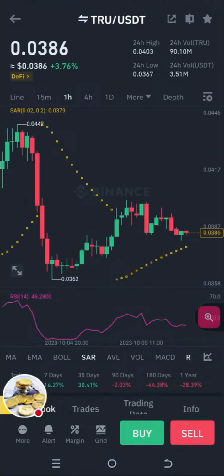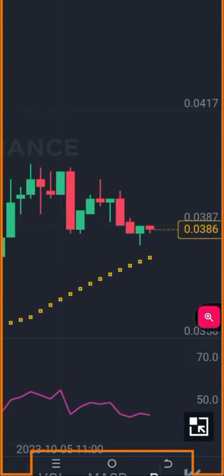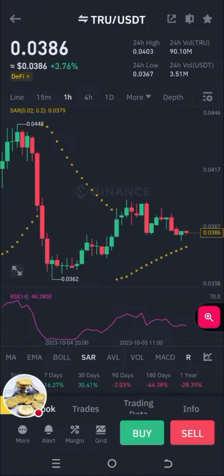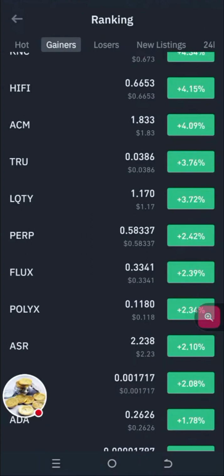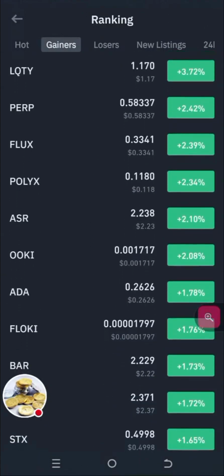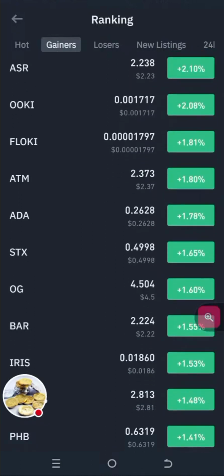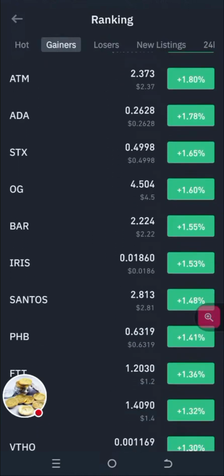Ooh, interesting. Look at this one. The parabolic SAR looks good. It's going up, but at a point, it looks like it's going to change direction any moment. I'm not going with this. So far, what I'm seeing is that we may just be able to work with STMX. I'm looking for another one that's similar to STMX.